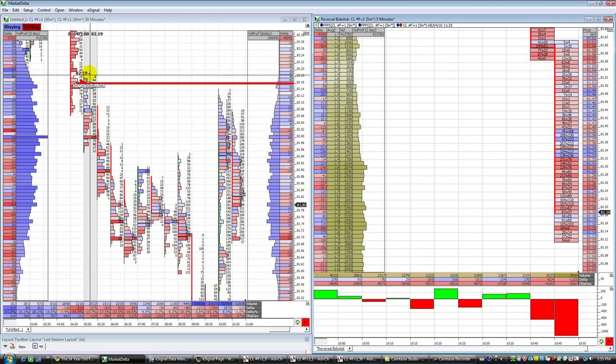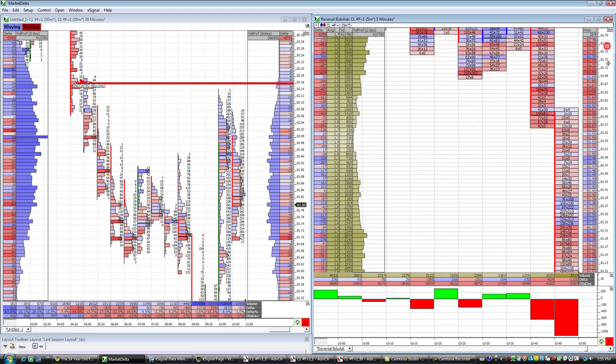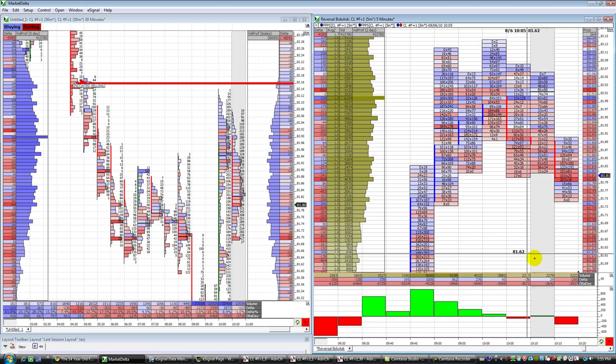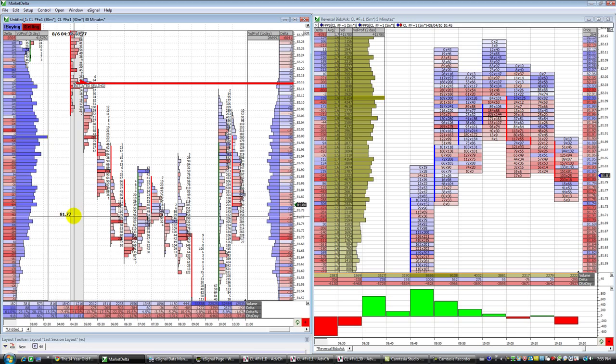So that's an example. We had initiative selling in the 82.16 shown on the 30-minute profile, and what we do is we don't use the footprint on the right to take a trade. We use it for confirmation. So what we did is we saw less buyers, and it gave us more confidence to take a short trade because less buyers were coming in. So that works on oil.